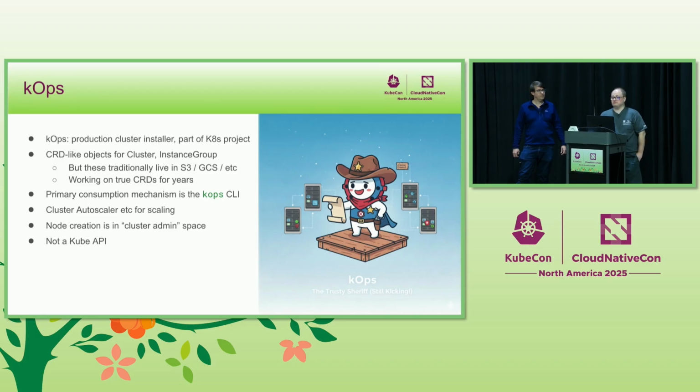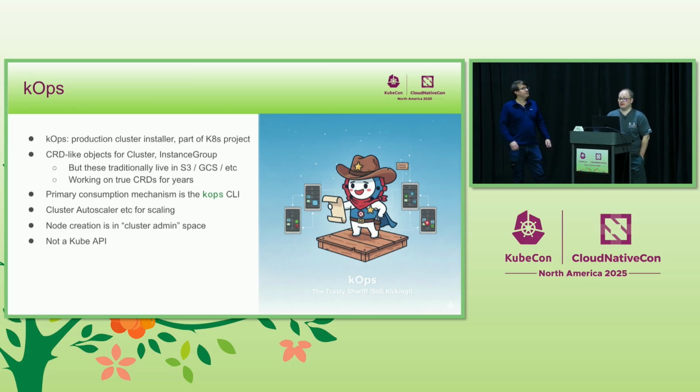All right. kOps is an open source production cluster management tool that is part of the Kubernetes project. We've been working on CRDs for years. I'm ashamed to say that, but the primary consumption mechanism is the kOps CLI. There are CRD-like objects for cluster and instance group, but we keep this traditionally in object storage, S3, GCS, Azure Blob. And also traditionally we integrate with cluster autoscaler for scaling.